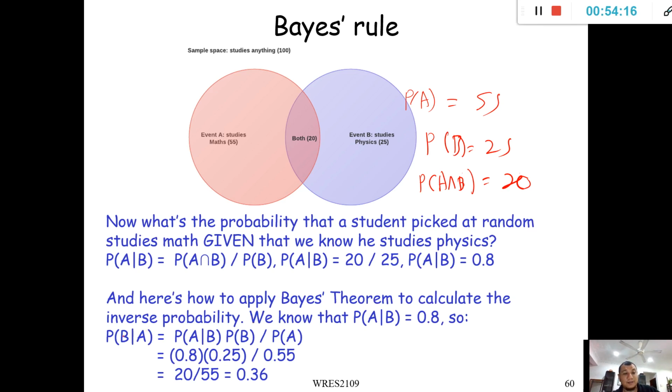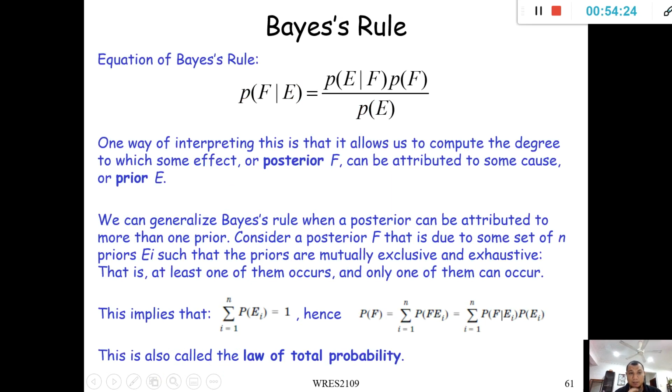Given he studies maths, the probability he studies physics. Given he studies maths as well. So you got 0.8 and you got 0.36. This is the Bayes rule. Bayes rule can also use the law of total probability if you have a number of sets. You can apply the sigma summation rules here if you have a number of sets.